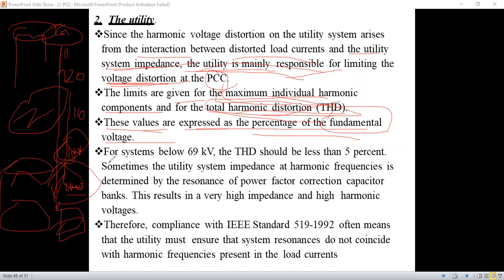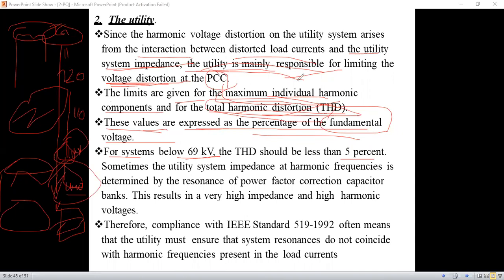So for a system, suppose we consider 69 kV. See here, below 69 kV, the total harmonic distortion should be less than 5% here. Sometimes the utility system impedance at harmonic frequencies is determined by the resonance of the power factor correction capacitor banks here now. So we have to maintain the total harmonic distortion at 69 kV, that is 5%, we have to maintain.